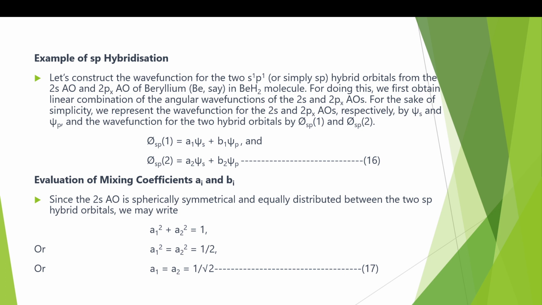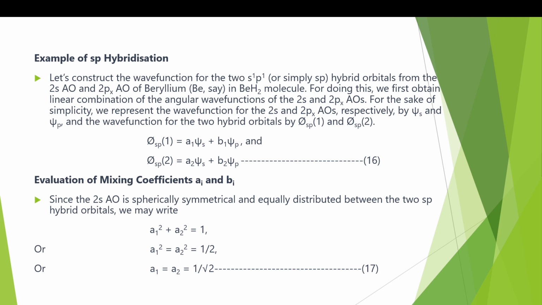For doing this, we first obtain a linear combination of the angular wave functions of the 2s and 2px AOs. For the sake of simplicity, we represent the wave functions of the 2s and 2px AOs respectively by psi s and psi p, and the wave functions for the two hybrid orbitals are phi sp1 and phi sp2. Thus we get equation 16.